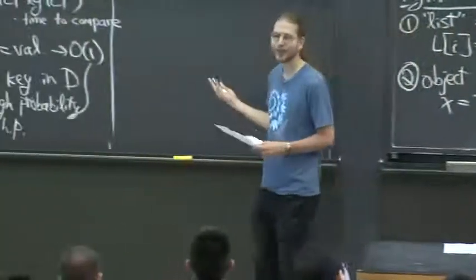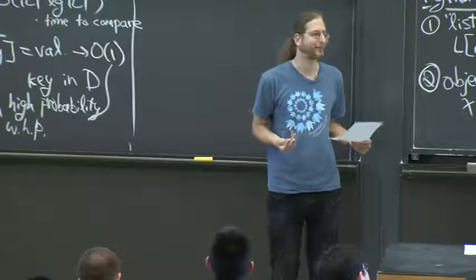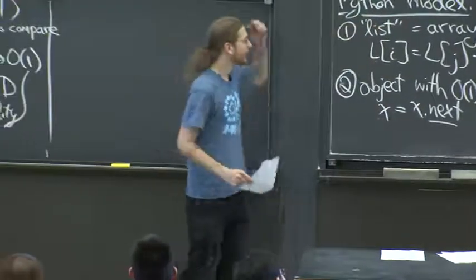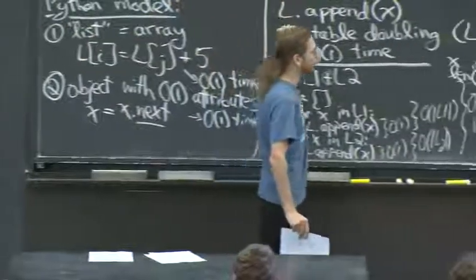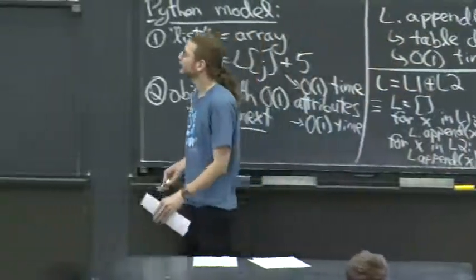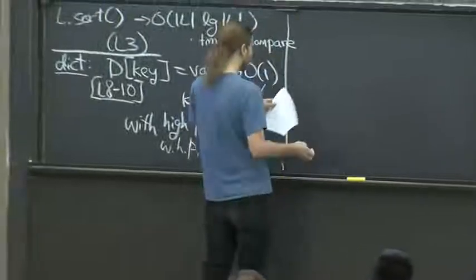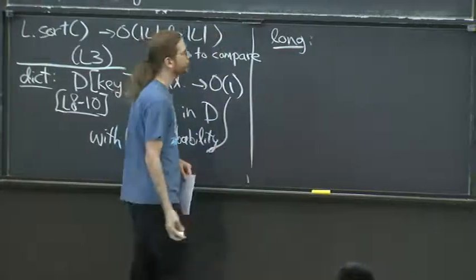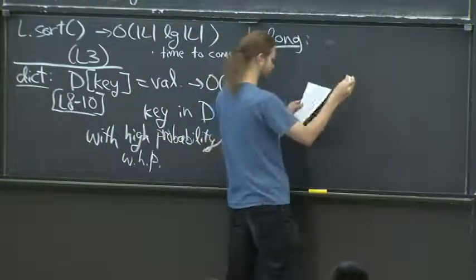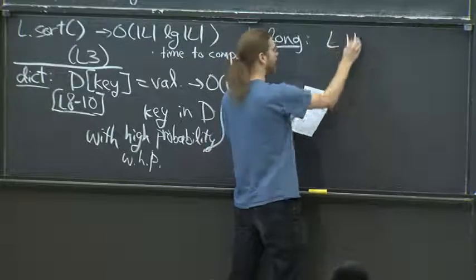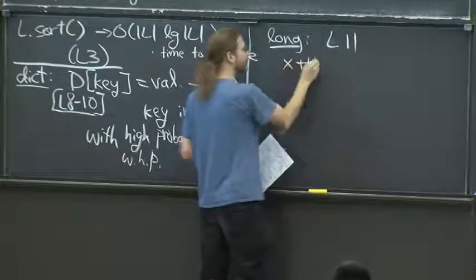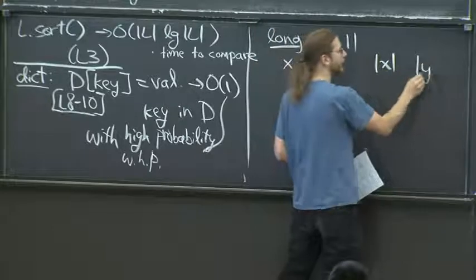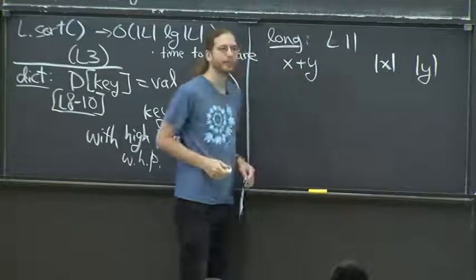I'm basically using Python as a platform to advertise the rest of the class. You may have noticed. Not every topic we cover in this class is already in Python, but a lot of them are. So we've got table doubling. We've got dictionaries. We've got sorting. Another one is longs, which are long integers in Python through version 2. And this is the topic of lecture 11. And so for fun, if I have two integers x and y, and let's say one of them is this many words long and the other one is this many words long, how long do you think it takes to add them?